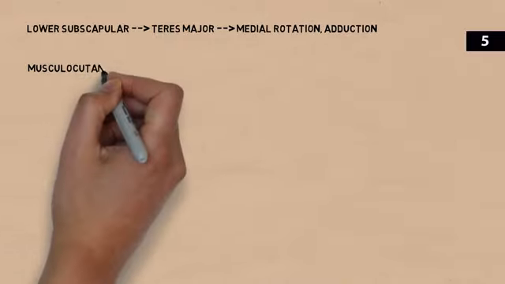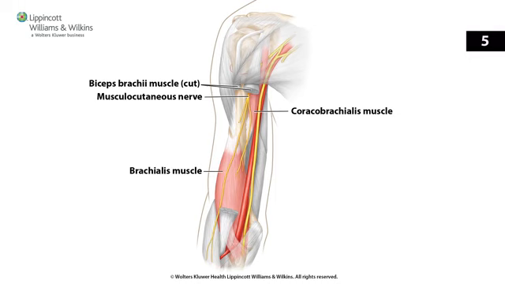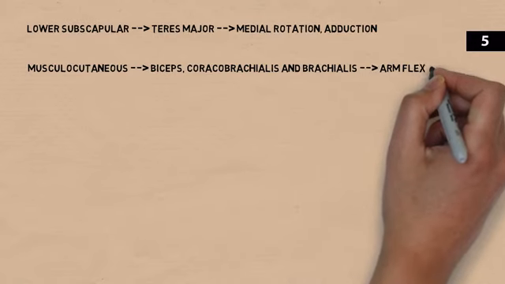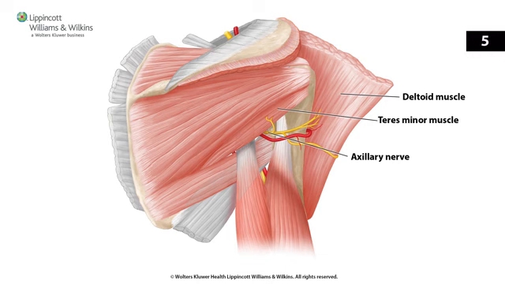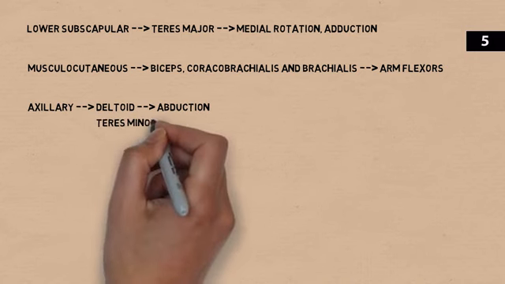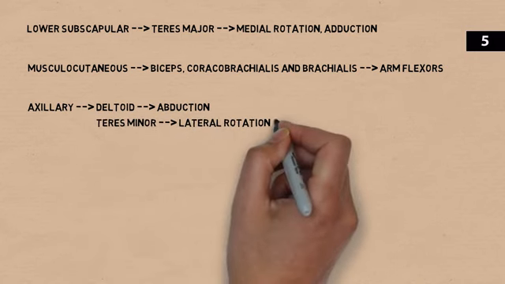Next, we have the musculocutaneous. That's going to innervate the biceps, the coracobrachialis, and the brachialis. So these are the major flexors of the arm and forearm. Next, we have axillary nerve. That's going to take care of our deltoid and teres minor. The deltoid acts to abduct the arm, especially along the frontal plane. The teres minor acts to laterally rotate the humerus.